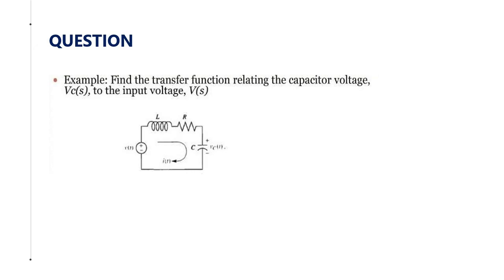Now, since the circuit elements are in series, the total impedance is found by simply adding the impedances in the Laplace domain. You can also go ahead and calculate the output voltage, VC of S, using the voltage divider rule since the elements are in series.